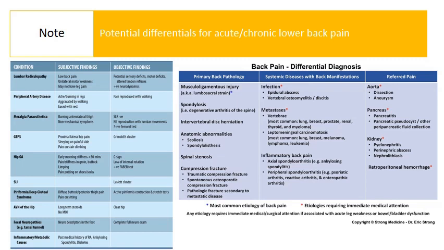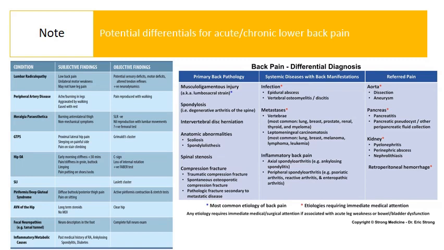Spondylosis, also known as degenerative arthritis of the spine. We can get issues with the intervertebral disc like herniation. There are anatomic abnormalities like scoliosis and spondylolisthesis, where the spine doesn't stay in alignment. Spinal stenosis is another big cause for low back pain, and then there are compression fractures.